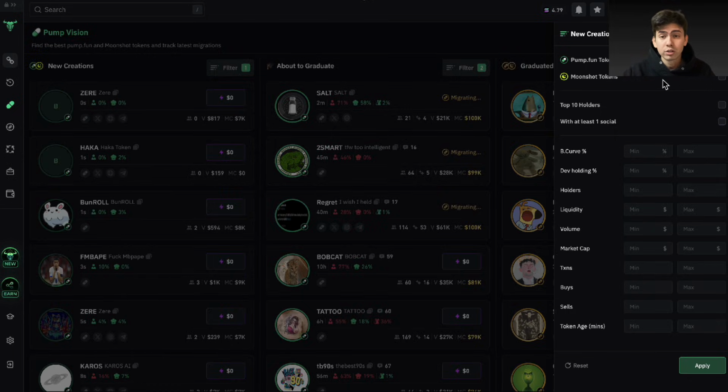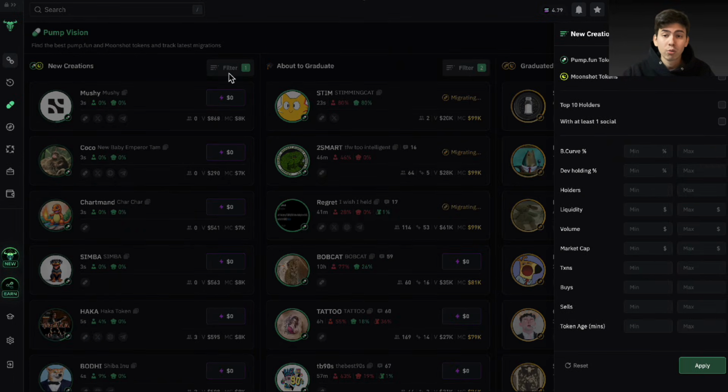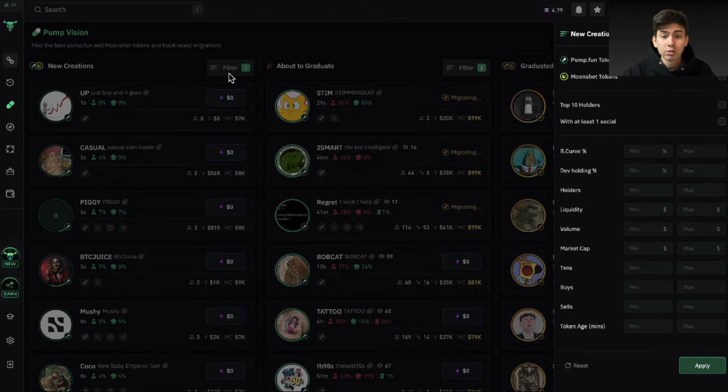Right, so for the new creations, I personally do not use any filters, as I like to trade raw. This way I'm able to see every single token that's being deployed in real time without missing anything.